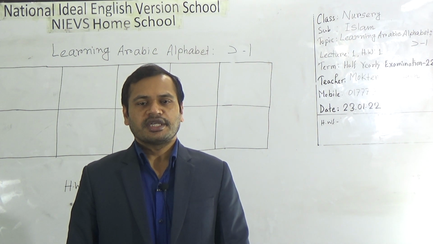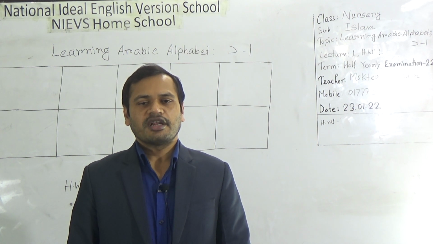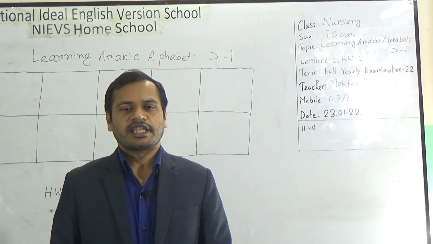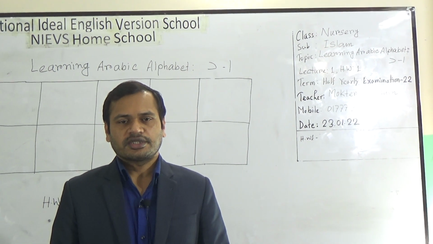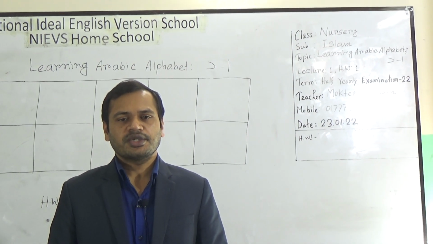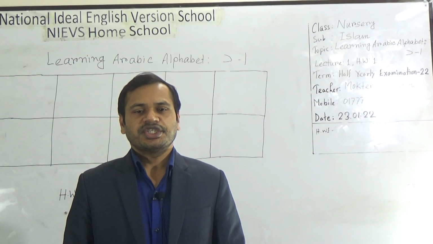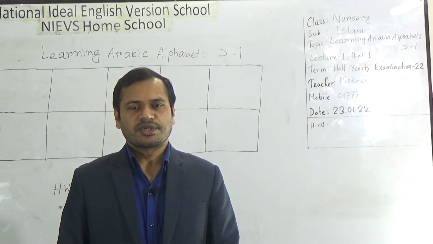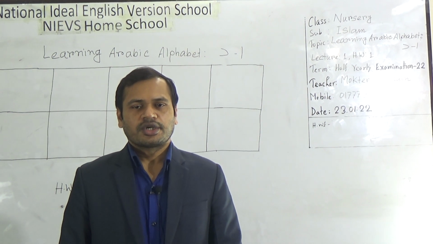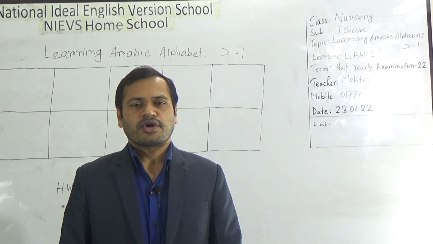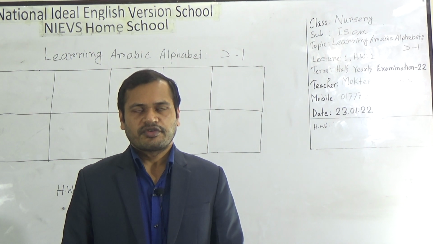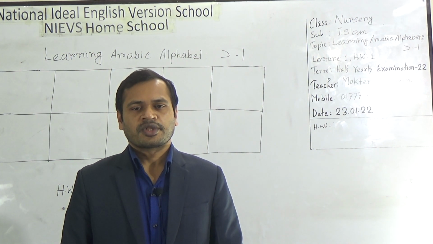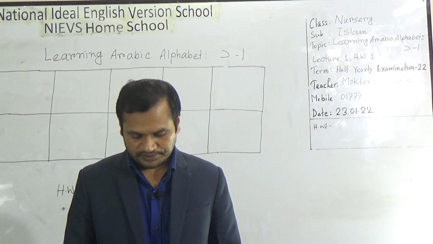Today, I am going to take an Islamic Studies class for the students of class Nursery. Dear students, our today's topic is learning Arabic alphabet Alif to Dal. Before starting the class, I would like to say that there are 29 letters in Arabic language. But today we will learn only 9 Arabic letters from Alif to Dal. So dear students, let's see the board.